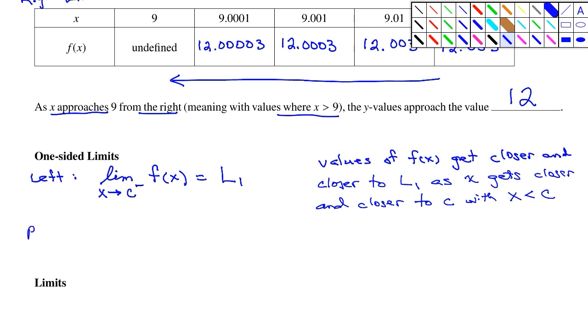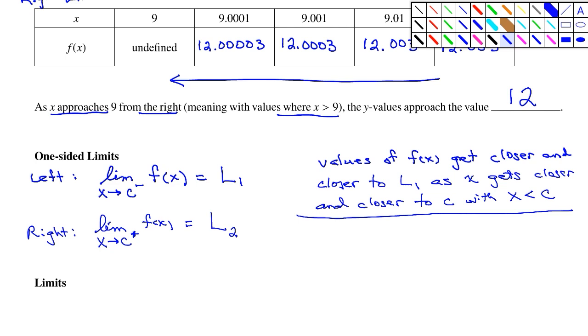And then we have the right limit. And this is the limit as x approaches C. Now think about what symbol should I use for the superscript to indicate the right side of the target. If you said the plus sign, you are correct. And then that's f of x is equal to L2. Now this is a different L because it might be a different value. And we'll see some examples of that as we go forward. But this definition is basically the same, it's just to the other side.